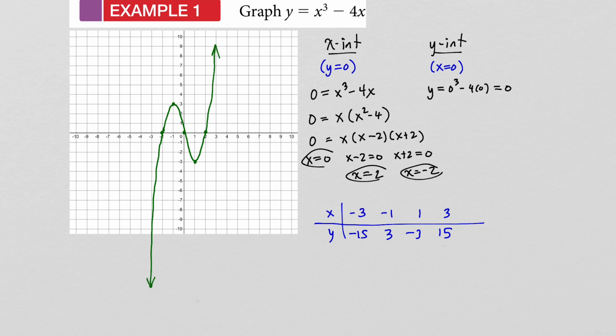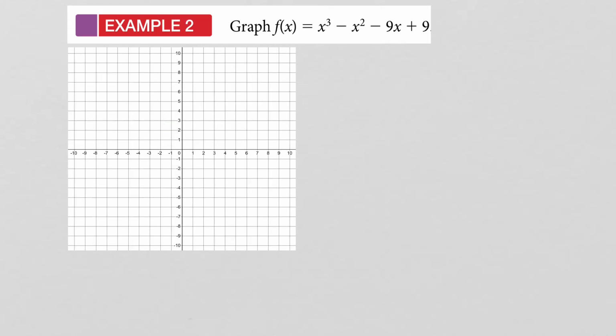So graphing polynomials is not extremely difficult, but you always want to make sure you get your x-intercepts and your y-intercepts, and then, as I mentioned here, a few additional points on the curve, and then they are pretty simple to sketch. So for this next polynomial function, let's go ahead and start by finding our x-intercepts.